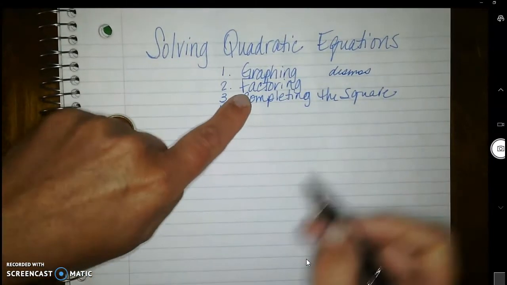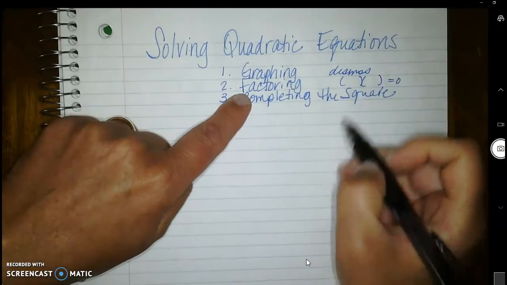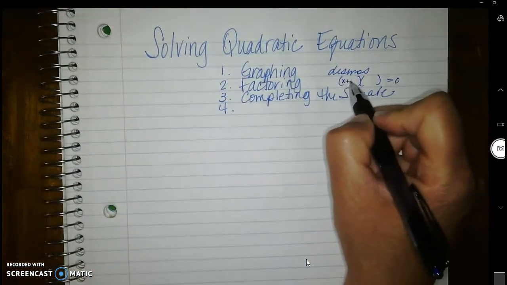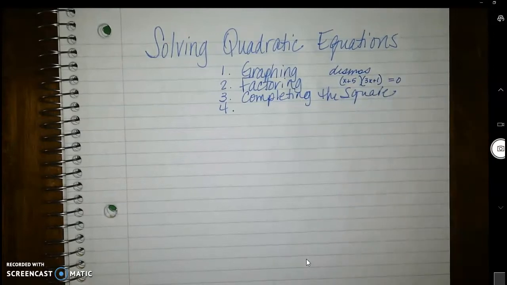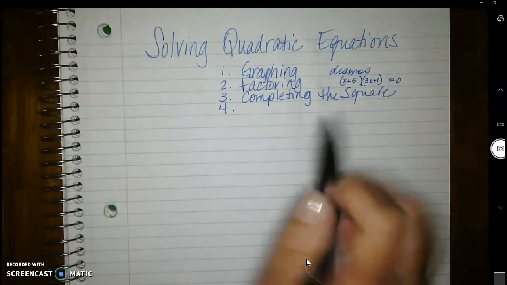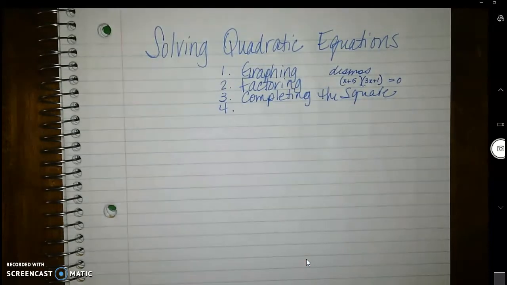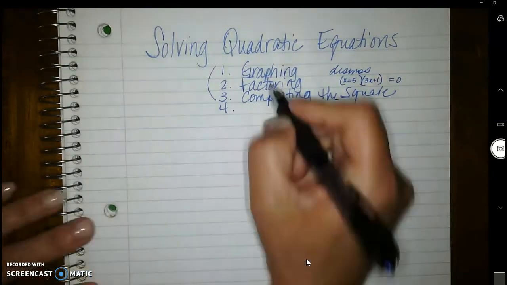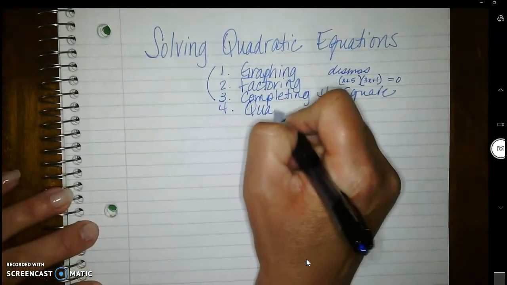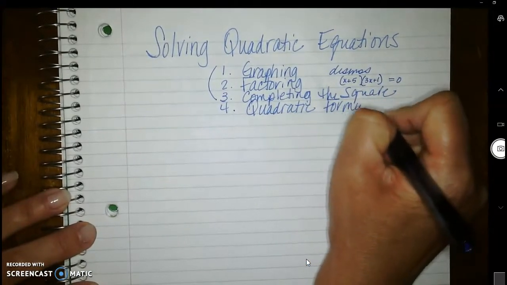2 is by factoring. That's when we got the parentheses, and then we set them equal to 0, and we did like the opposite signs, right? So I don't know if you remember any of that, but it was that kind of thing. And then completing the square is the last thing that we just got done doing. So we're finished with these 3, and today we're going to do what is called the quadratic formula.